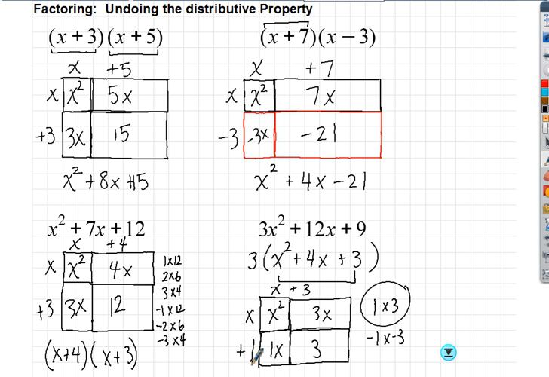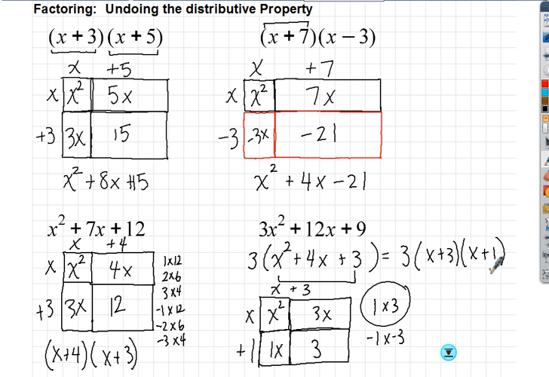So the factored expression would be x plus 3 times x plus 1. But don't forget, this whole piece, we just factored this section right here, and this whole piece needs to be multiplied by 3. So now we've factored this completely.